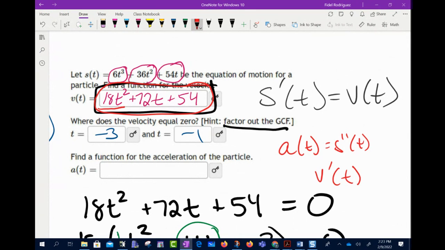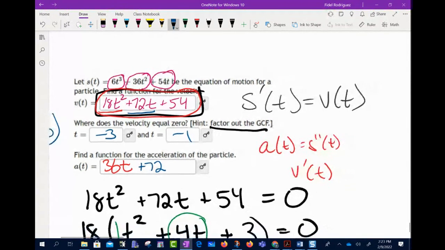What's the derivative of 18t squared? 36 with a t. Excellent. Okay. Then we're going to do the second part. What's the derivative of 72t? 72. And then what's the derivative of 54? There you go. And you got it.